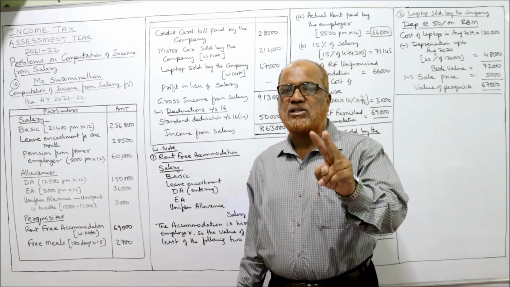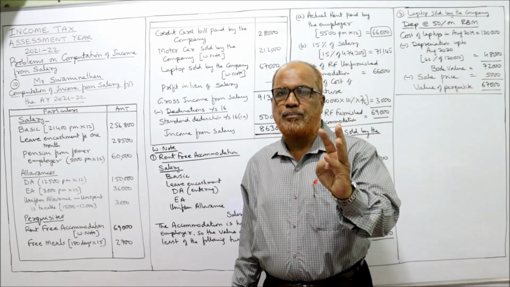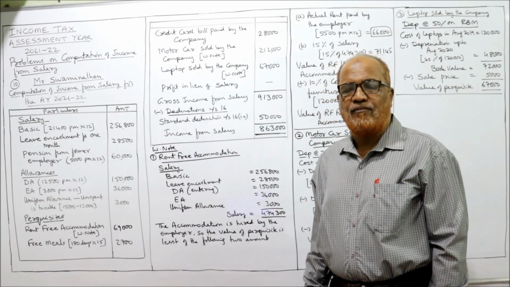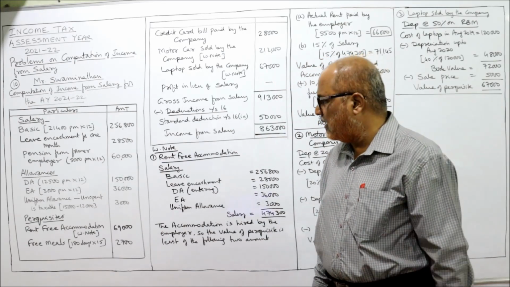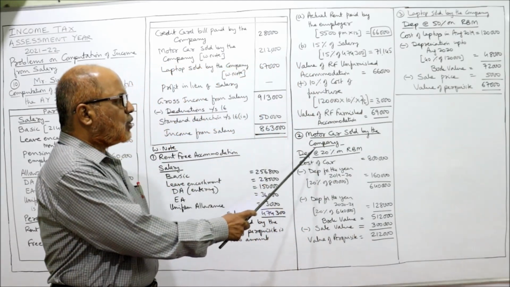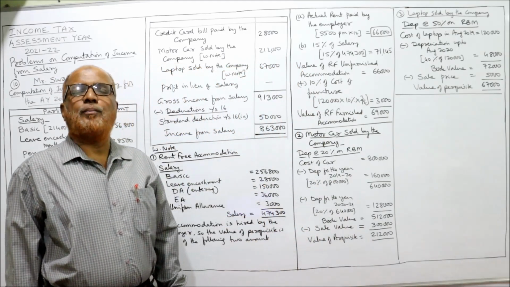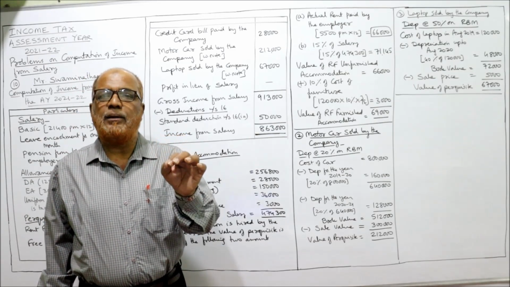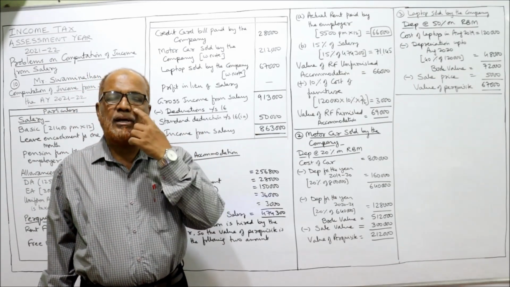Now two assets are transferred, one motor car, one laptop. So we have to find out what is the benefit to the employee from getting this motor car and getting the laptop. See here carefully. Motor car sold by the company. According to the provisions of the Income Tax Act, depreciation at the rate of 20% on reducing balance method.